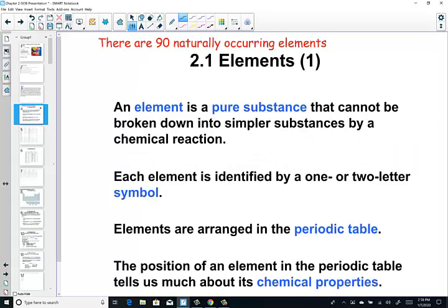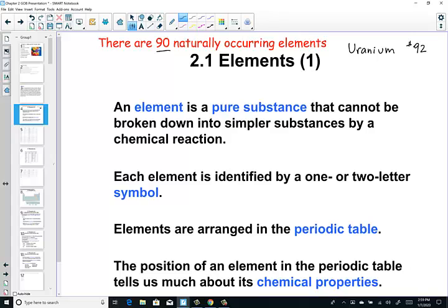We know that there are 90 naturally occurring elements. If you look on your periodic table, the last naturally occurring element is uranium, with the elemental symbol U. Let me spell that correctly: uranium, the last naturally occurring element, which you can see on the periodic table is number 92.